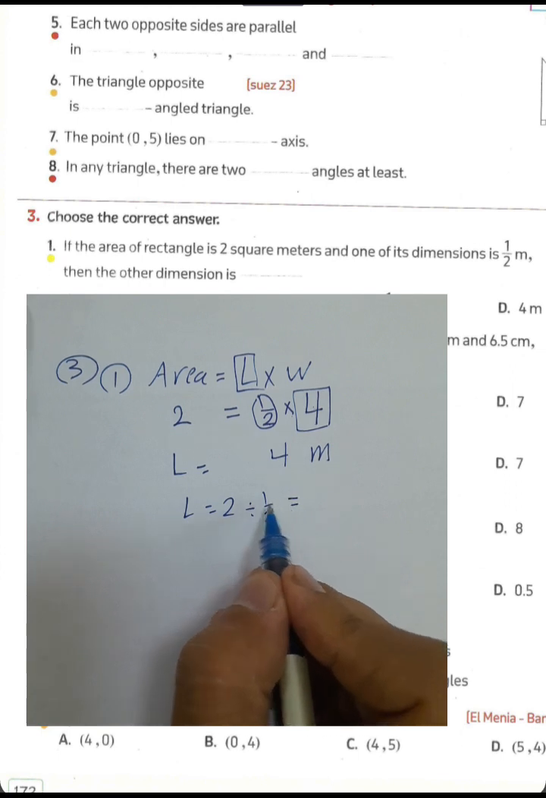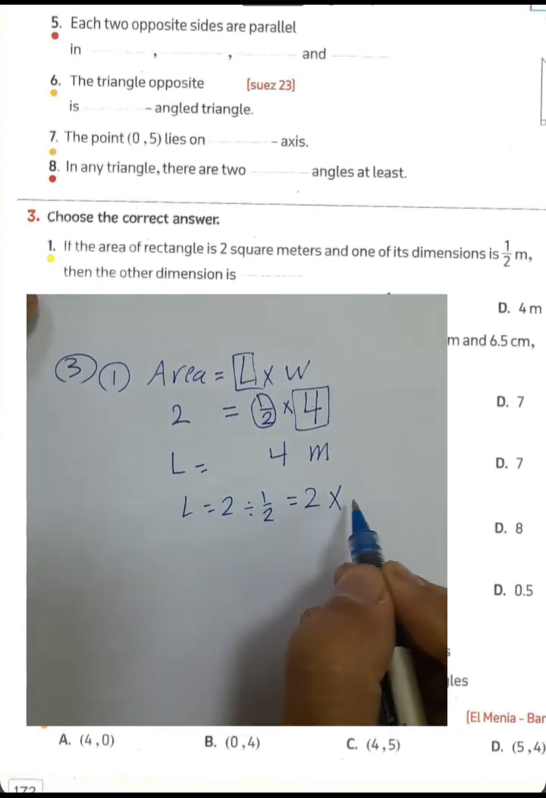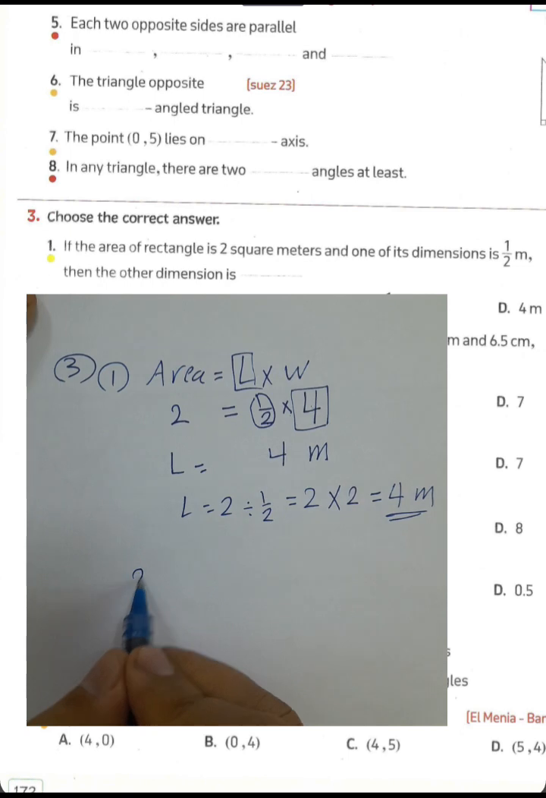Or you can write 2 divided by half, which is 2 multiplied by the inverse of half, so 2 over 1, 2 times 2 equals 4. Then the length will be 4 meters.